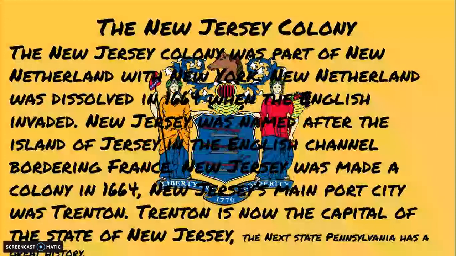The New Jersey colony was part of New Netherland as well. It was named after the island of Jersey in the English Channel, bordering France. It was made a colony in 1664. New Jersey's main port city is Trenton, capital of New Jersey now. And it had a bit of a terrible dispute with New York over Ellis Island. There's a video on CGP Grey if you want to look at that, link in the description. But New Jersey and New York were fighting over that island.